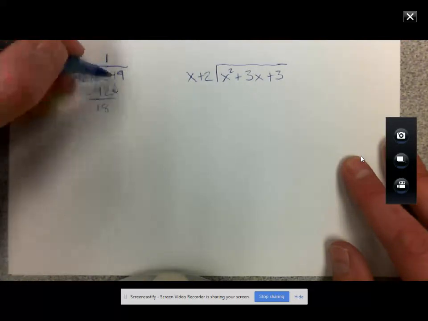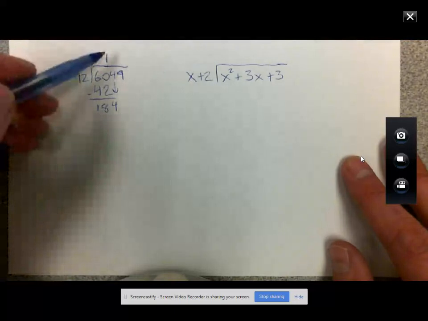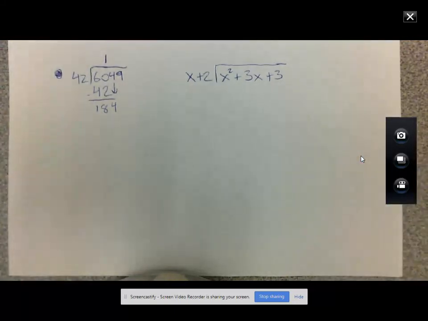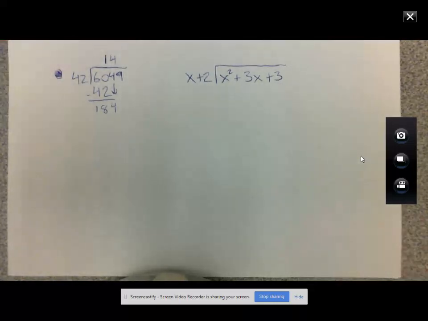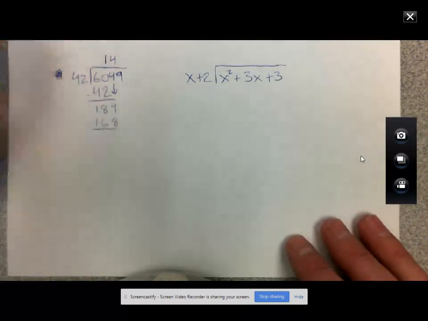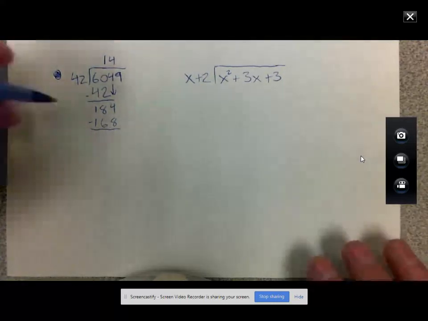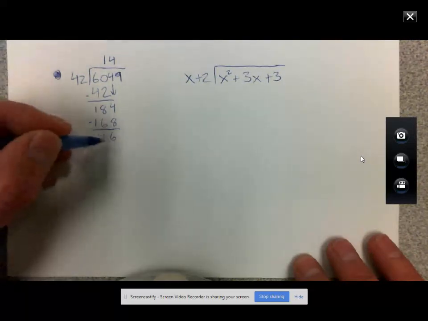And I'm going to bring this 4 down. That's how this algorithm works. So now I'm asking, something times 42 is going to give me close to 184. And you can use a calculator. You can work at it however you want. But you're going to end up that if you do 4 times 42, you're going to get 168. And that's pretty close to 184 without going over. And then if we subtract, we're going to get that there's a difference of 16. So I've got a remainder, or I've got 16 left over.